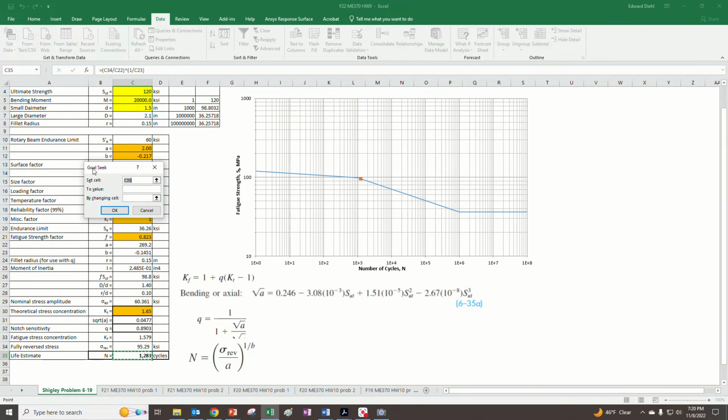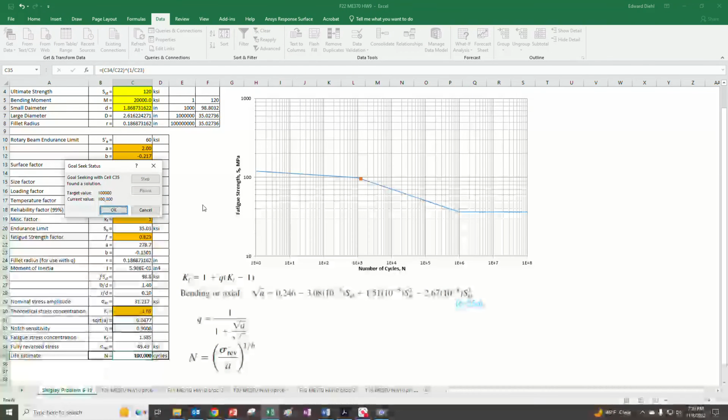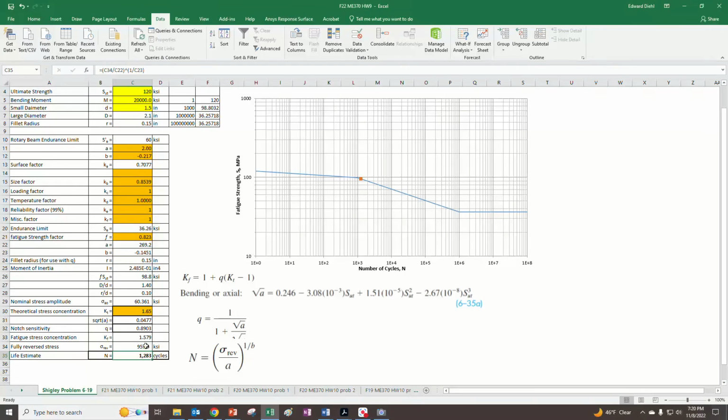And what we say is very simple. We're going to set a cell. Let's set this cell right here to 100,000 by changing the diameter. And all it's going to do is just go boom, and it's going to figure out that in order to make this thing die, whoops, I didn't hit accept. I think that's what happened. Goal seek, do it again.